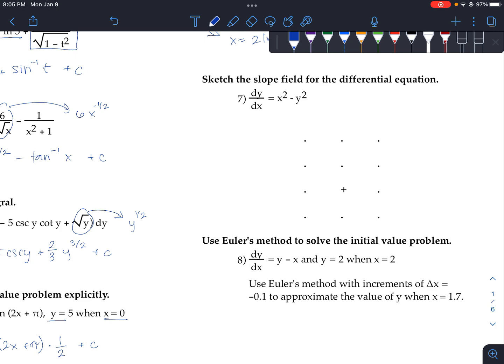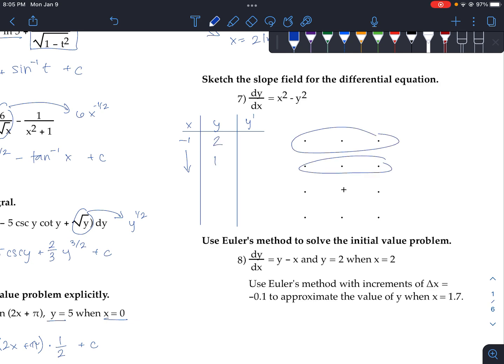So what I like to do for these ones, I'll make a table. So x, y, and I'm going to call this y prime. And then I'll start with this row right here. Notice that here, x is always -1. So x is -1. And then I'm going to plug in 2, 1, 0, and -1 to find what the slopes are.